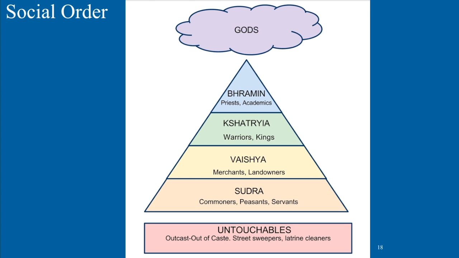Below them are Kshatriya. Those are warriors and kings. Many times they're closely related. These warriors were people who went out and fought. Again, we talked about how if you don't have people who go out and fight, you don't really have a society. So the warriors were very valued, and then the kings, the people who were ruling.